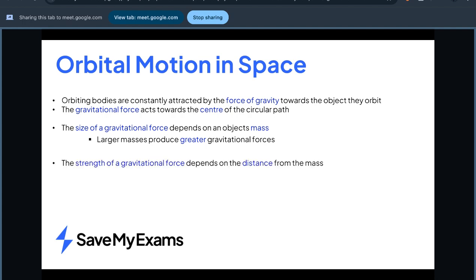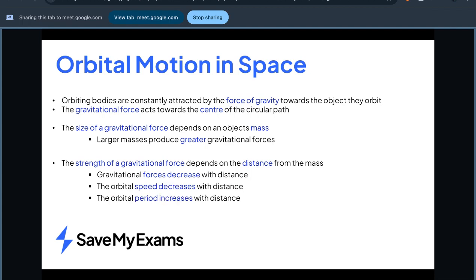The strength of a gravitational field also depends on the distance between the masses. As distance increases, the gravitational force decreases. The orbital speed also decreases, and the orbital period increases.